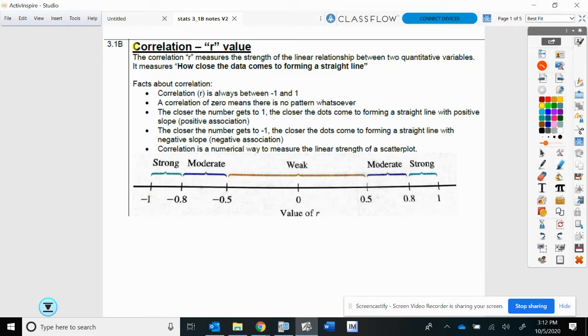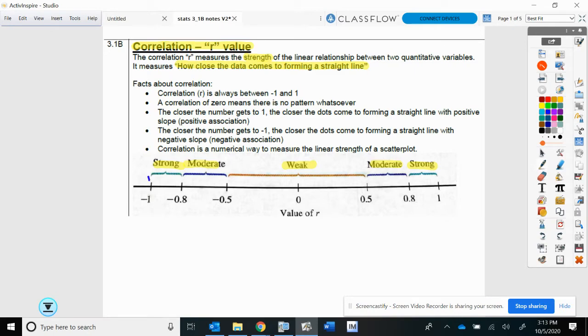Now, our R value helps measure the strength of the linear relationship between our data points. So it tells us how close the data comes to forming a straight line. And because it's measuring strength, this tells us if our relationships are weak, moderate, or strong.